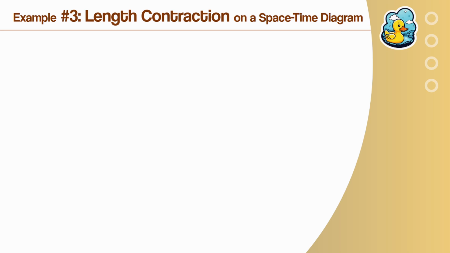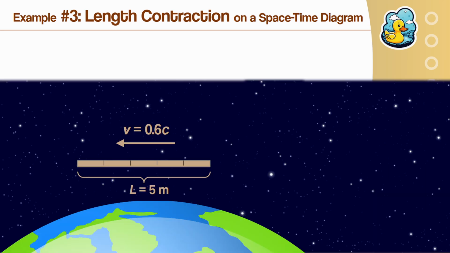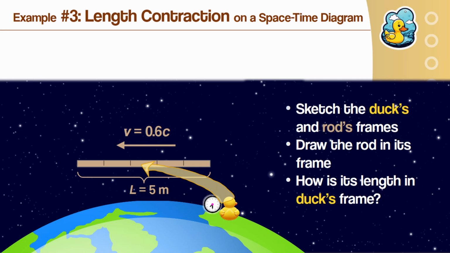The third example, length contraction on a space-time diagram. A rod is 5 meters long in its own frame. If it's moving at 0.6 c, how long is it in Earth's frame? Pause the video and sketch this out. Draw the endpoints of the rod in its own frame and then read the simultaneous positions in Earth's frame.